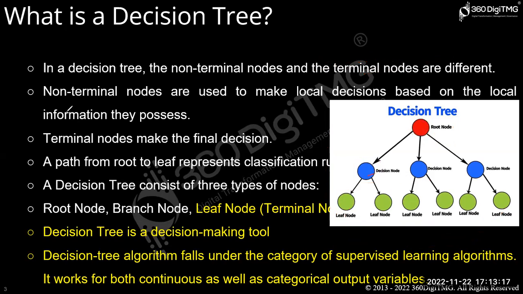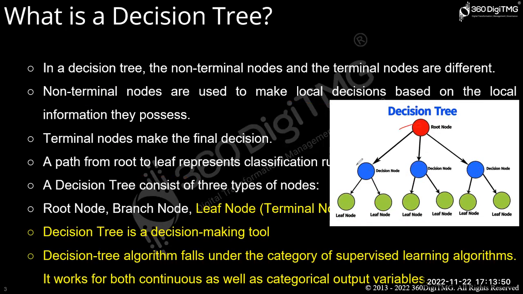Non-terminal nodes are used to make local decisions. So here, these decision nodes we will call non-terminal nodes, used to make local, internal decisions. And terminal nodes are the final decisions. Once the decision has been made, in that case we'll use the leaf node. Apart from root to leaf, we present the classification.